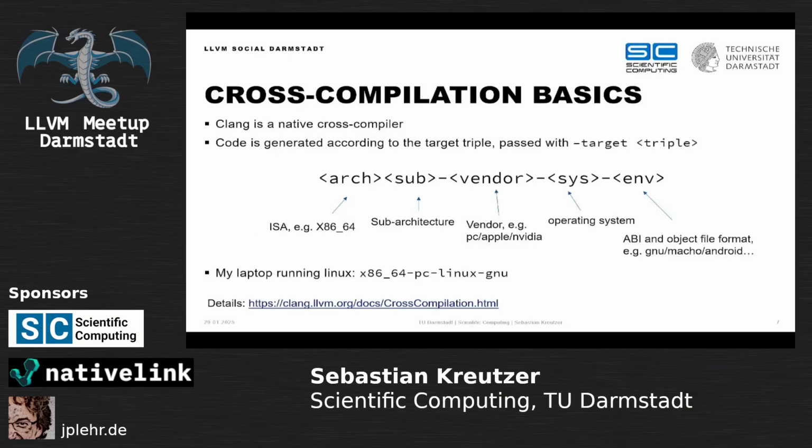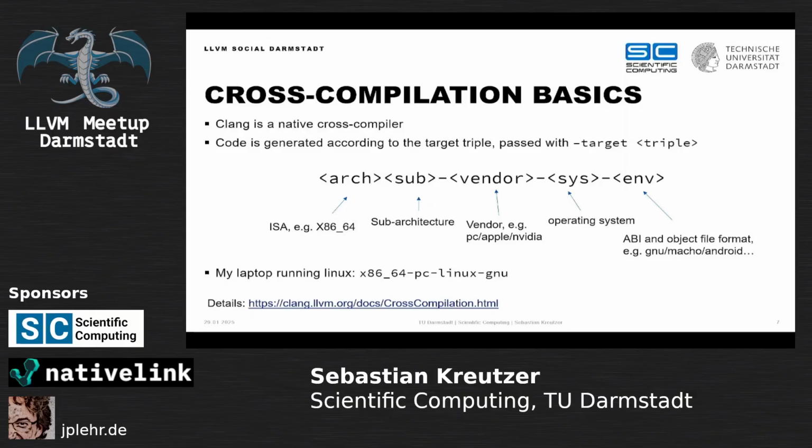Okay, now to some basics regarding cross-compilation. What is really nice in Clang is that Clang is a native cross-compiler, meaning you can compile for basically any target system that's supported by LLVM, which is quite different to GCC, where we basically have a whole GCC installation for every target you want to generate code for.